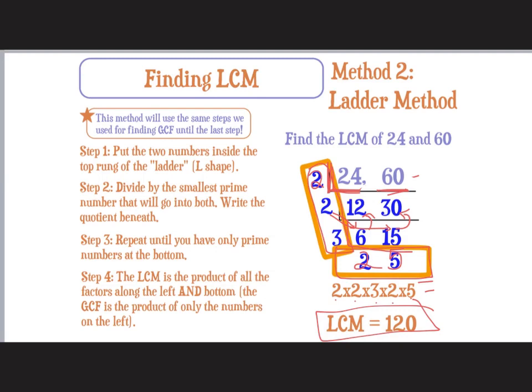So you'll notice that it's the opposite of the greatest common factor, right? The greatest common factor is going to be smaller, and the least common multiple is going to be larger than the original pair.